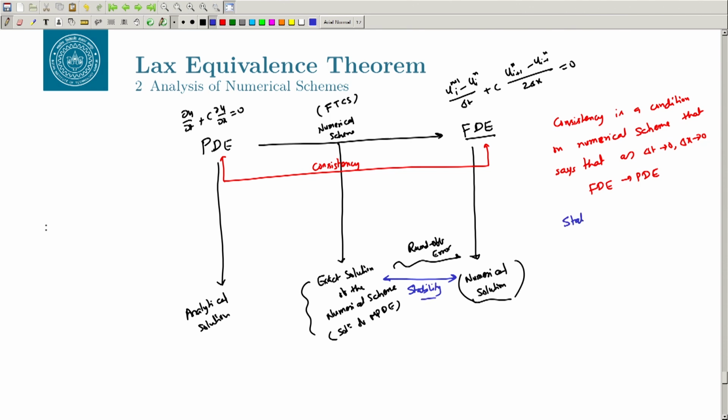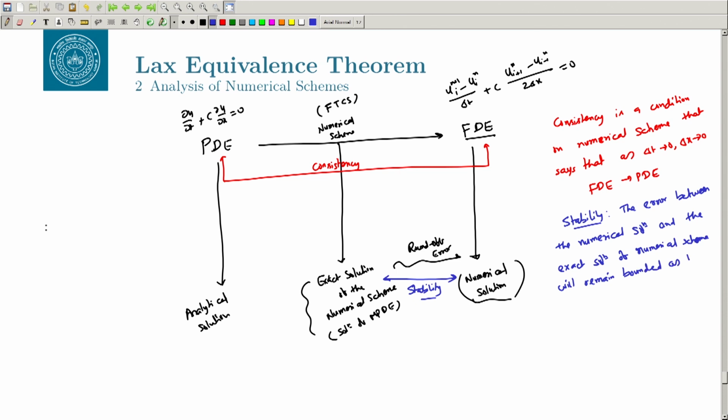So, the stability criterion says the error between the numerical solution and the exact solution of your numerical scheme will remain bounded as time progresses, right.